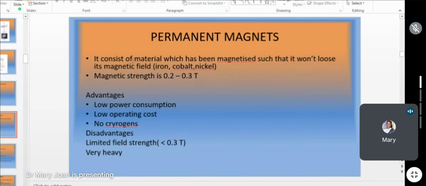Advantages are low power consumption, low operating cost, and no cryogens. There is no power consumption because the magnet is already magnetized. And there is no operating cost because we don't need to produce any magnetic field. It is already there. And no cryogens are utilized. Cryogens are used for cooling. We have discussed this. So these are the advantages when we talk about permanent magnets. Disadvantages are limited field strength. The maximum field strength which can be achieved for a permanent magnet is of the order of 0.3 Tesla, and it is very heavy.